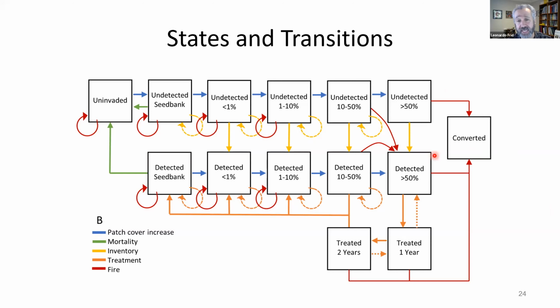And then the other thing I should say is that this model also incorporates the spread of Buffelgrass from one location to another. So the probability that you will have a transition from uninvaded to a seed bank state really is contingent on what's happening to your neighbors. If you have neighbors that have Buffelgrass, it is much more likely that you will also eventually get Buffelgrass than if you don't have any neighboring cells that have Buffelgrass.